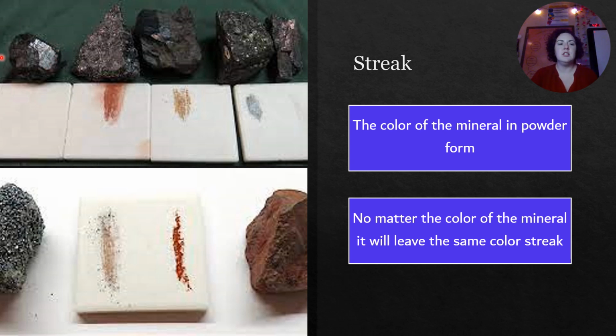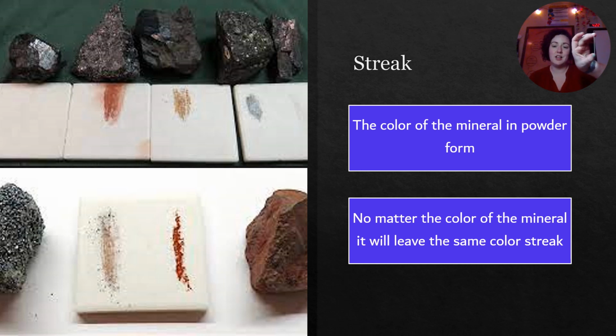You'll see that this sample on the far left-hand side didn't leave any streak. This one left a really burnt red one, this one kind of brown, and then this one left a gray, this one left a white one. Those were important because all of those samples look the same, but you can tell because of the streak that it's something different.